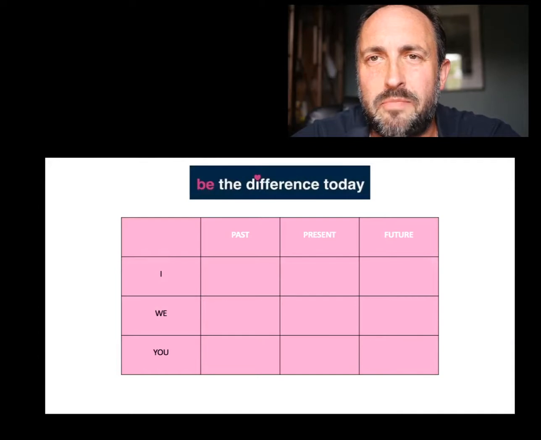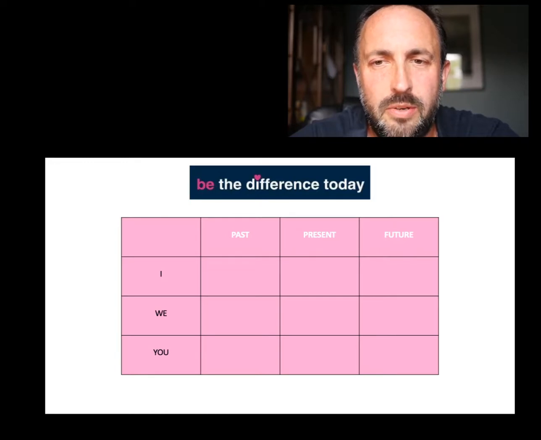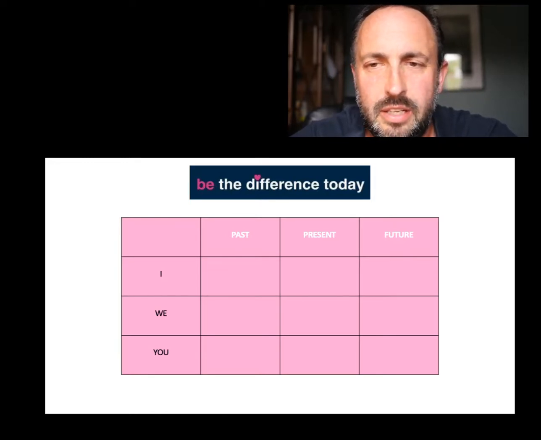And in the previous video about the history of Be the Difference Today, I talked about the three different rows, which are I, we and you, and then we've got past, present and future. So let's talk through each of the 9 squares of the grid in turn.